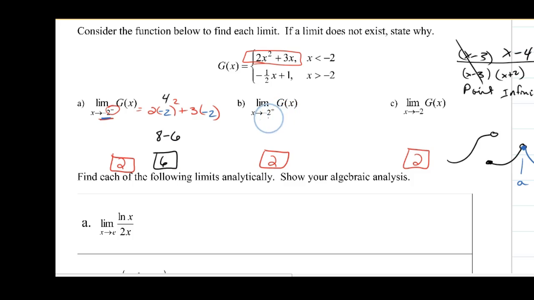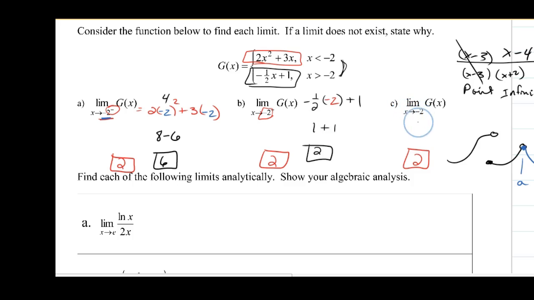For B, I'm finding the limit as x approaches -2, but from the right, from the greater than side. So both of these deal with -2, but this one deals with greater than -2. So I'm going to use this function, -1/2 x plus 1. And I plug in my -2 from here. -1/2 times -2 is 1. 1 plus 1 equals 2.